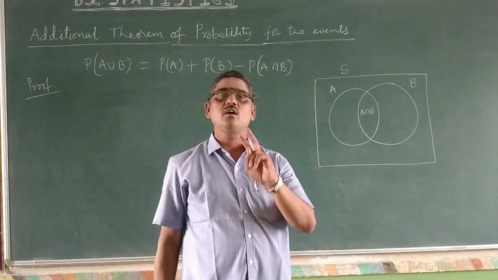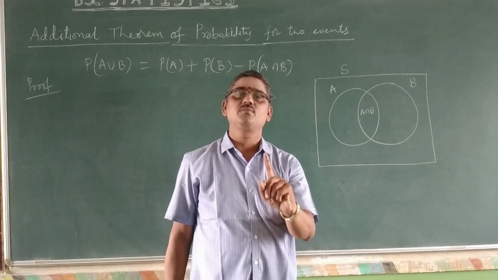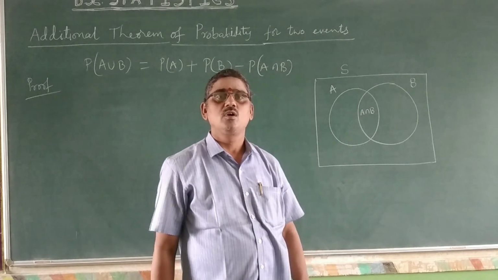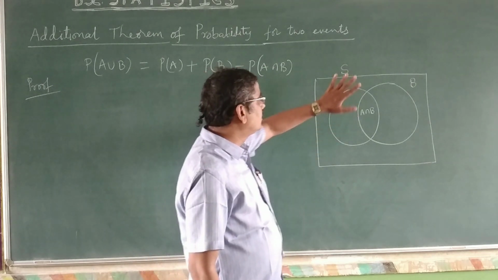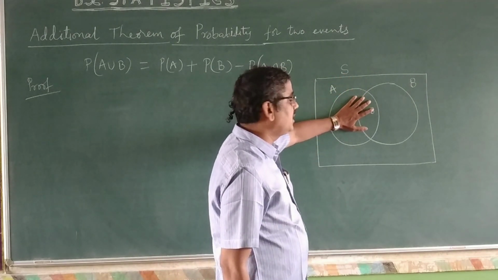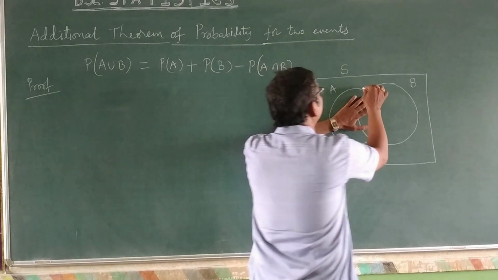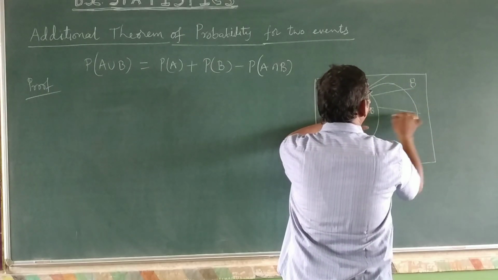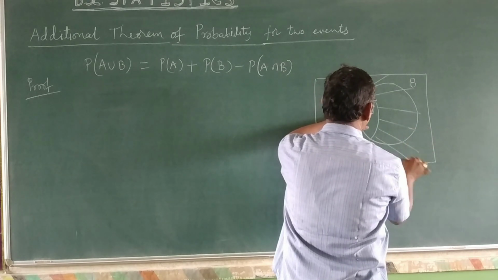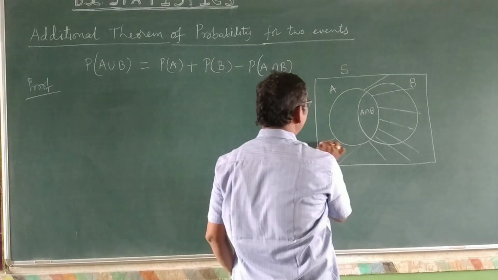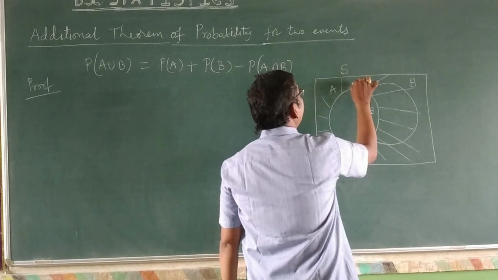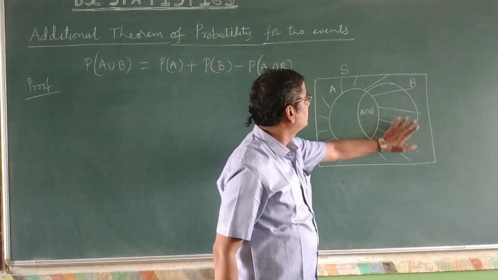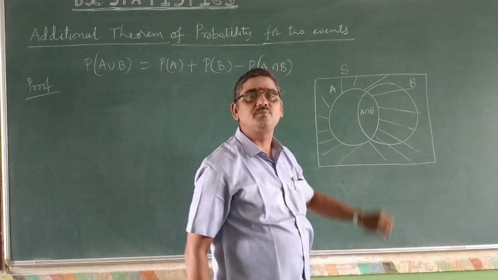Now I consider another particular part. For that, I consider A complement. What is the part of A complement? This is A. A complement is nothing but other than A. So this entire part is A complement. Hope you understand. And now what is B? The entire second set is nothing but B.